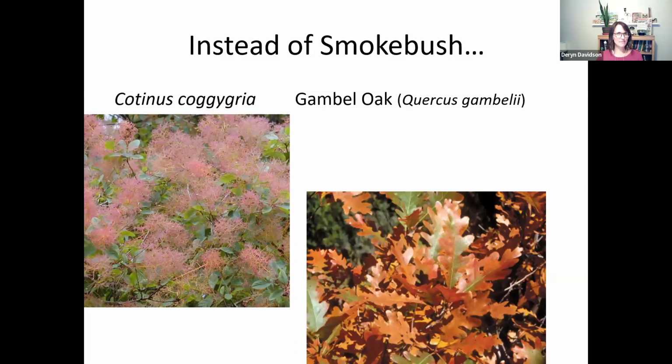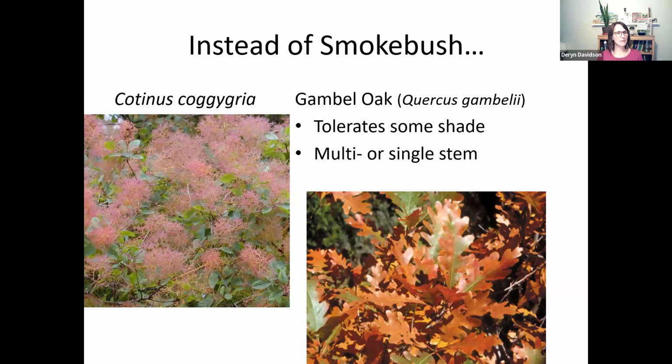Gets kind of a rusty fall color, tolerates some shade. If you see it out in the wild, it's going to be an understory tree. So again, it can handle some of that shade. It can be a multi or single stem tree, doesn't get too tall. And if you're a bird person, it's an absolute must. They love the acorns. They love to take shelter in there. Excellent, excellent tree for birders.